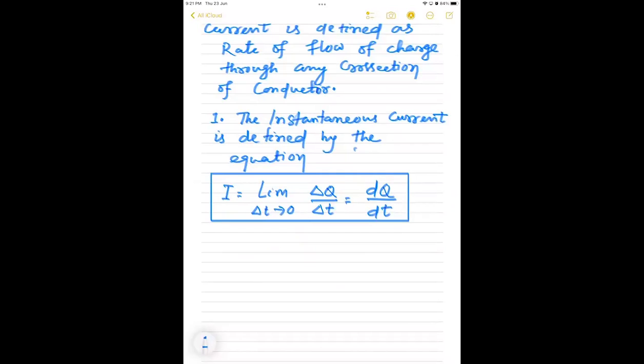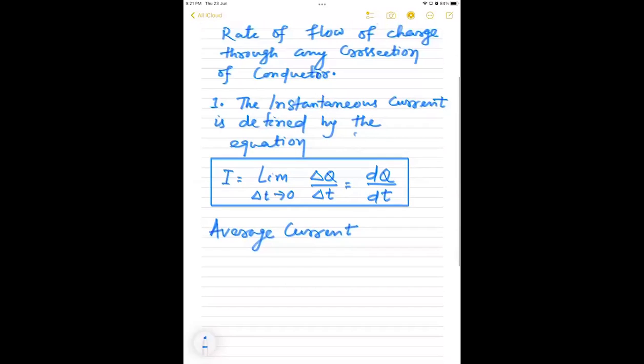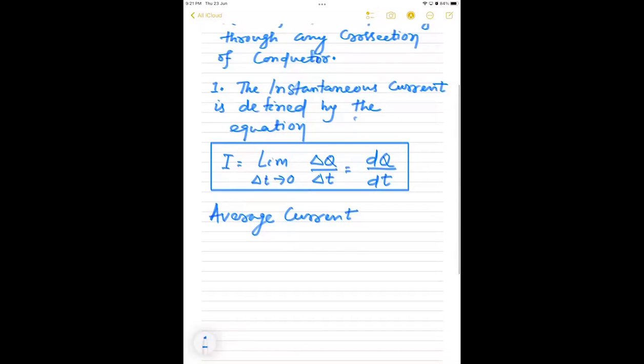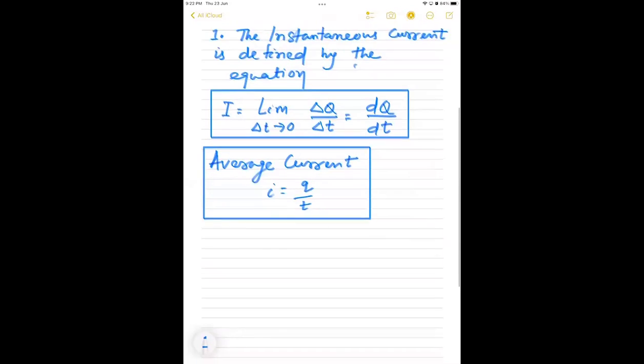If anywhere we are dealing with average current, then that average current is I is equal to Q by T, correct? The SI unit of current is ampere, as you know, and the CGS electromagnetic unit is also ampere.